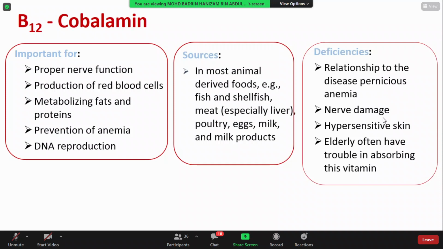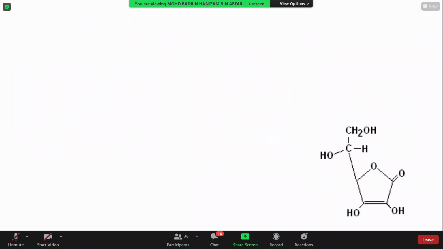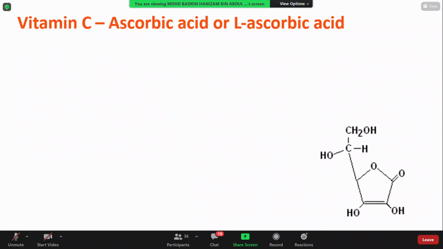Deficiency is related to diseases such as pernicious anemia, nerve damage, and hypersensitive skin. The elderly often have trouble absorbing this vitamin. So older people might have problems absorbing this vitamin. In order to prevent this, older people need to get vitamin B12 supplements in high doses, to help the body absorb at least a small amount from the high dose that is introduced to the body.